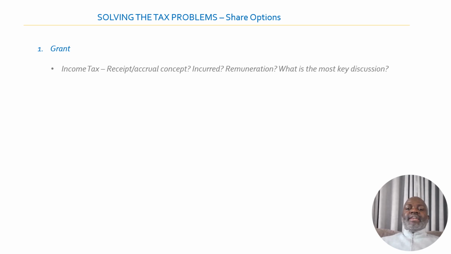The employee, on the other hand, is not yet paid. So there's no incurrence at that stage. The employee as well may benefit in the future from increased share price or market price, but that benefit has not yet been realized at grant date. So here, there are no income tax implications for both the employer and the employee at grant date, and the reasons I've already shared. So what is the most important discussion?